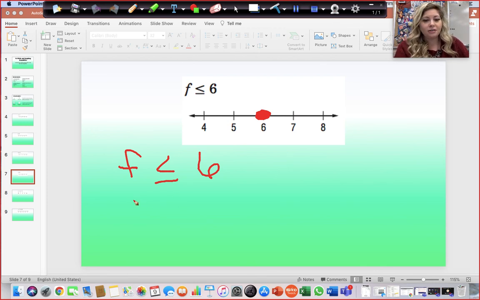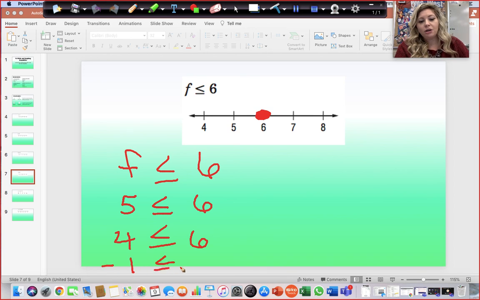So 5 is less than or equal to 6. 4 is less than or equal to 6. -1 is less than or equal to 6. So we want to shade in that direction. Okay, again, our variable is on the left, and our symbol is pointing to the left. So that is the direction we are shading in.